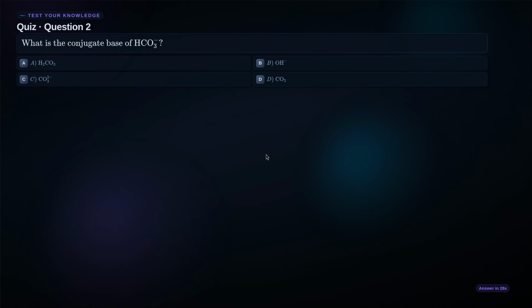The correct answer is option C. HCO3- minus H+ gives CO3 2-. The charge goes from -1 to -2. Option A, H2CO3, is actually the conjugate acid of HCO3-, not its conjugate base.